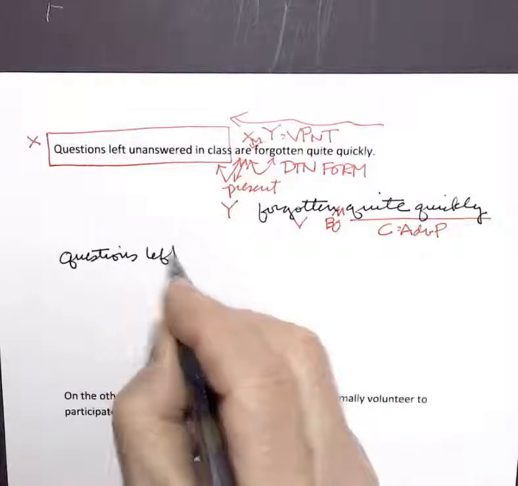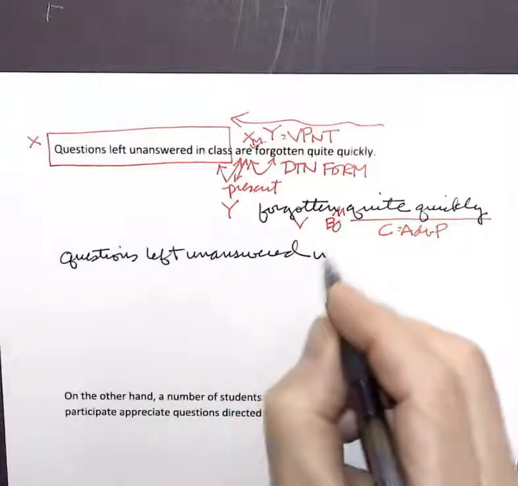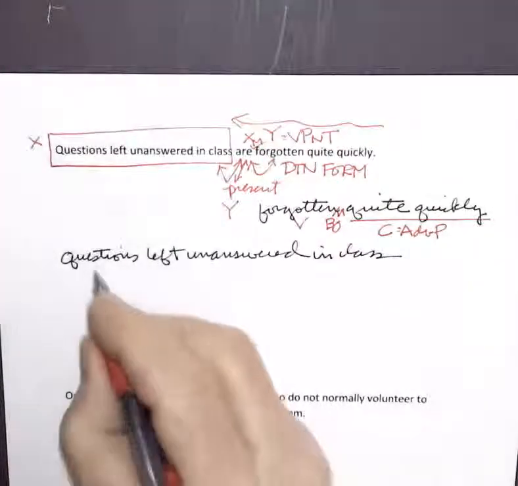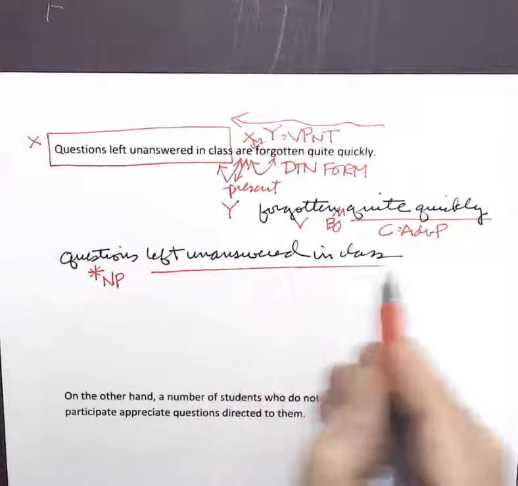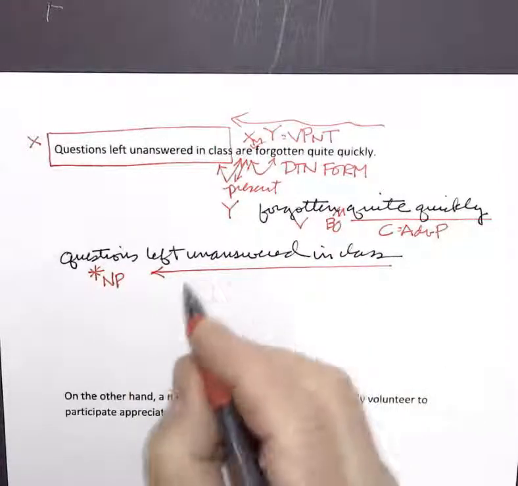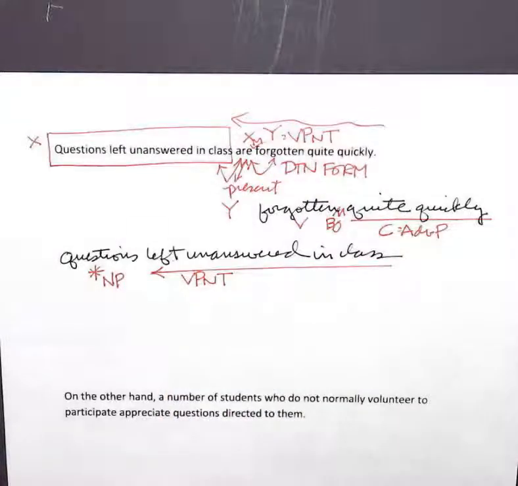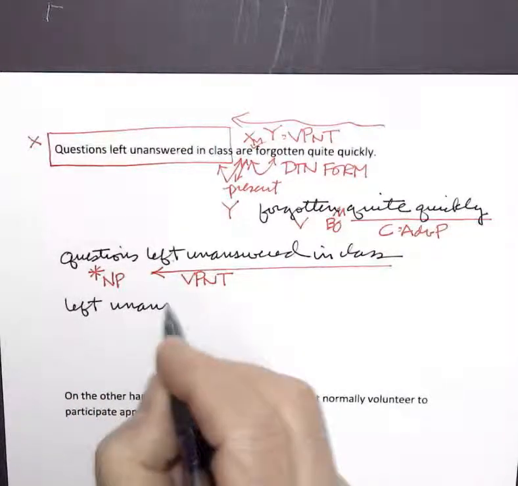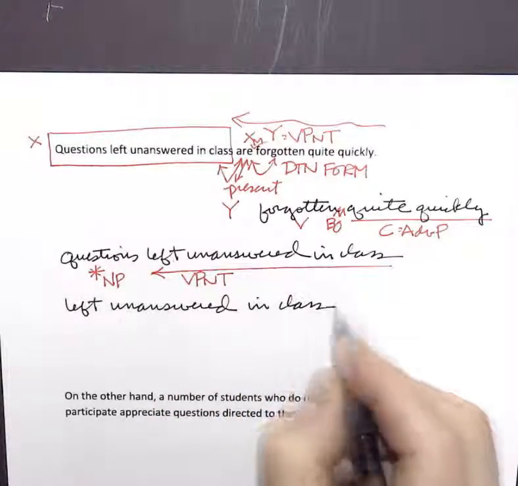Questions left unanswered in class. Okay, this is a noun phrase. Questions is the head. And which questions? Questions left unanswered in class. That's our modifier. It's a verb phrase, no time. That's the DTN form. Left unanswered in class.